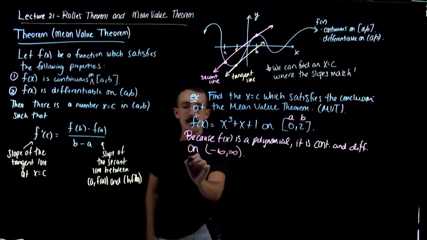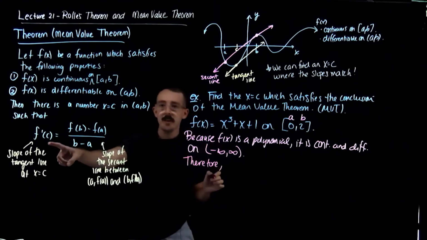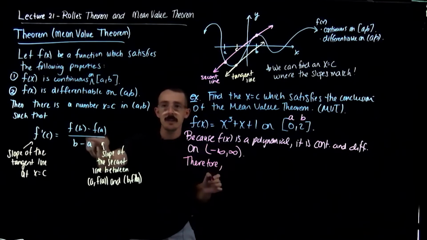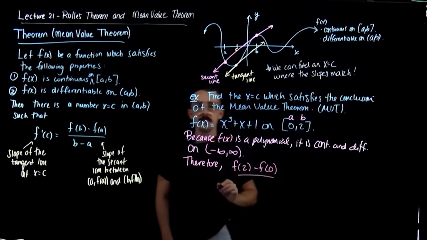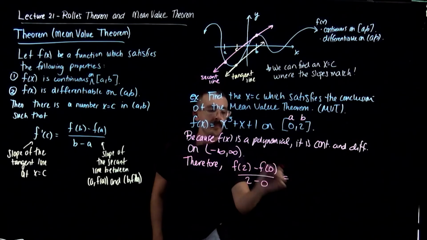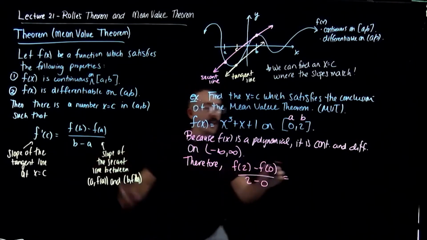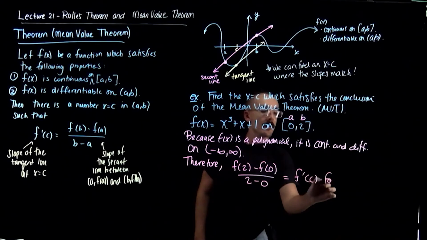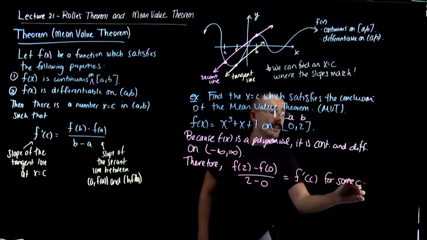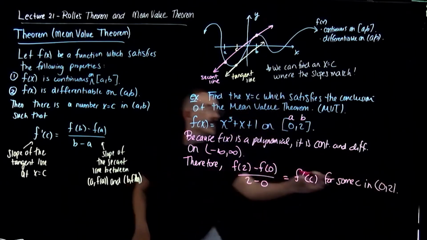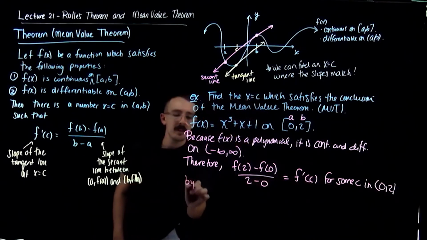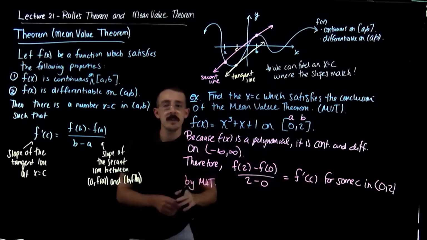So therefore, I'm going to be able to find an f prime of c that equals the slope of the secant line. So let me do that. I know then that f of 2 minus f of 0 over 2 minus 0 is going to be equal to f prime of c for some c in the interval 0 to 2. And this is by the mean value theorem. So I know that's going to be true.